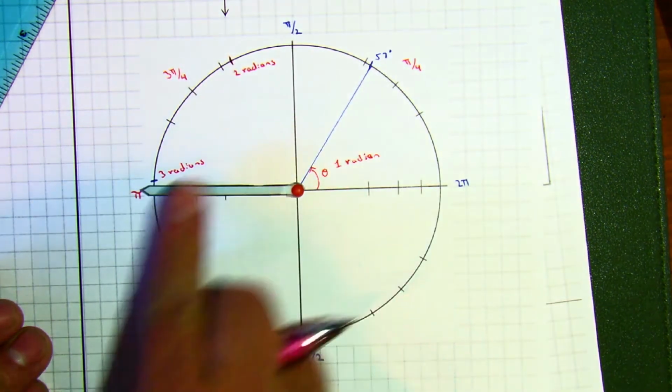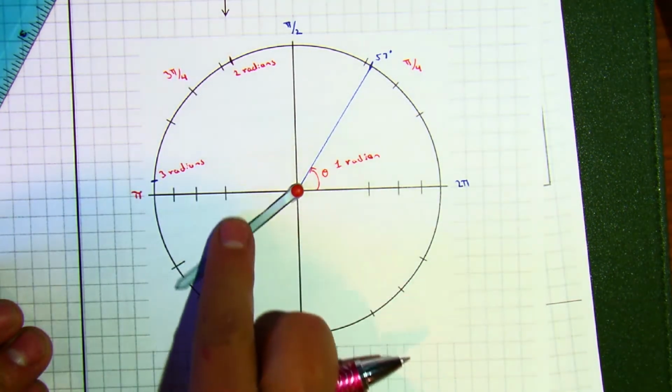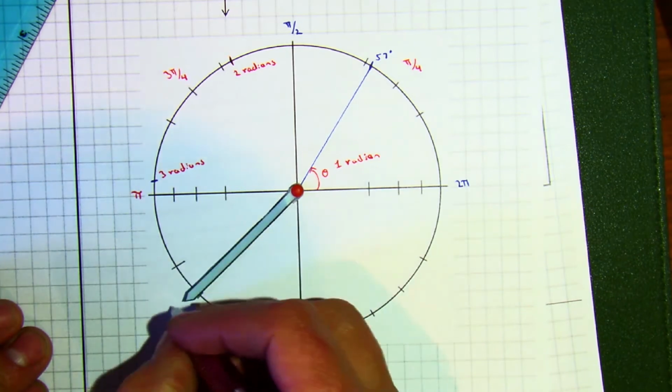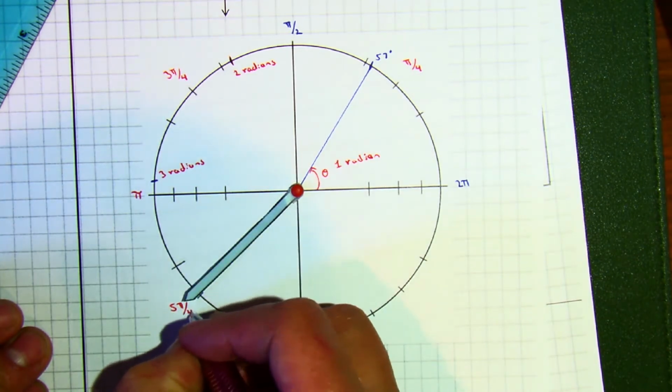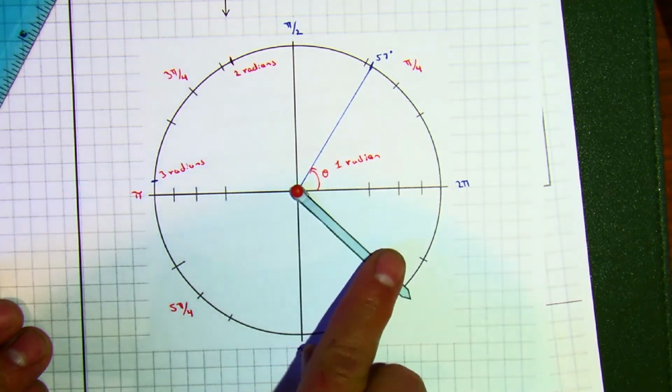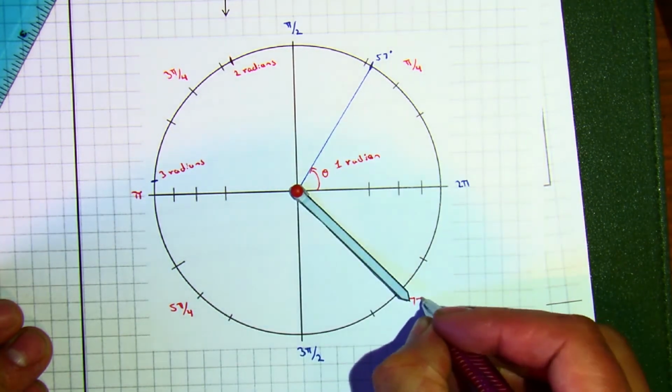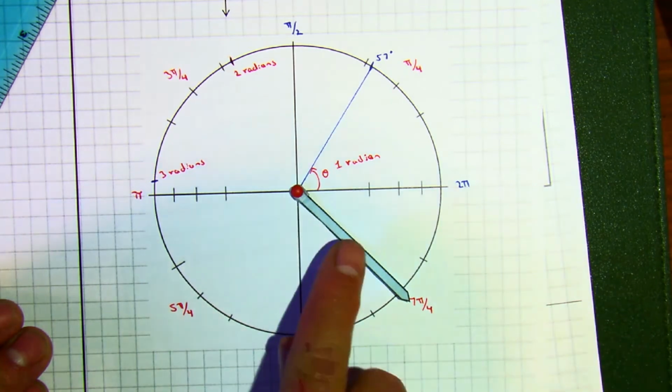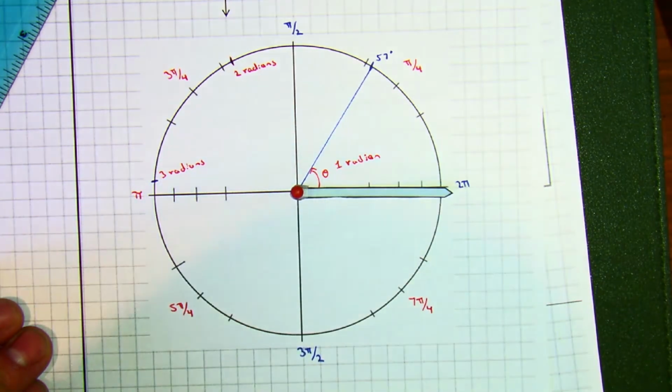This is 4/4. This is 5/4, 5 pi over 4. This is 6/4. This is 7/4, 7 pi over 4. And 1 more fourth will be 8/4, which is 2 pi.